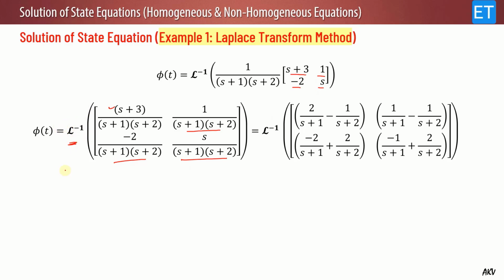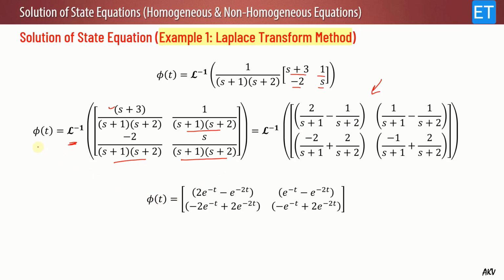Now I have to find the Laplace inverse. To find the Laplace inverse, obviously I have to represent all these 4 expressions in partial fractions. So I have to do the partial fractions like this. Once partial fraction is done, it is very easy to get the Laplace inverse. So what is 2 upon s plus 1? Obviously it is 2 into e power minus t, and 1 upon s plus 2 is e power minus 2t. So you can write the state transition matrix like this. The first one is giving this, the second one is e power minus t minus e power minus 2t, like that. So this is how very easily you can find the state transition matrix with the help of the Laplace transform.